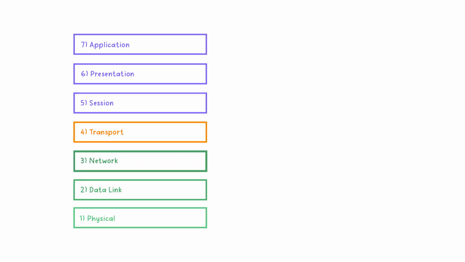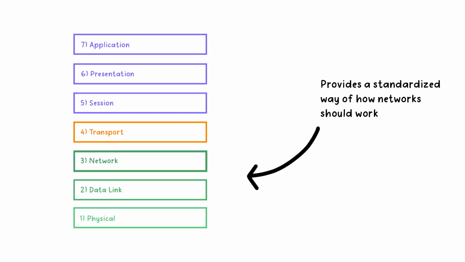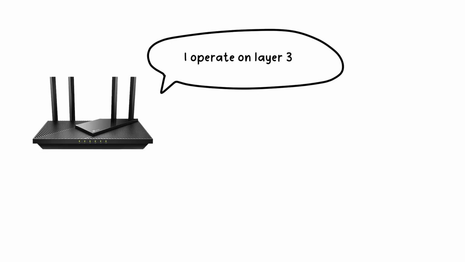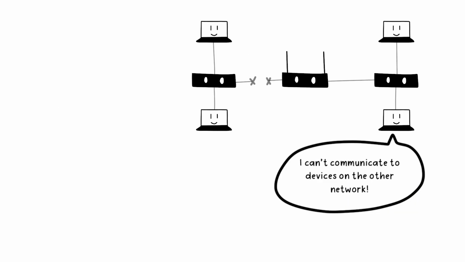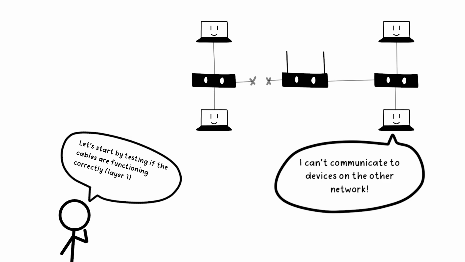The reason why the OSI model exists is simply to provide a standardized way of how a network should function. This way, routers from one manufacturer can work with another. The most common use case is if you need to troubleshoot a problem, where you can work through the layers independently to isolate the problem.